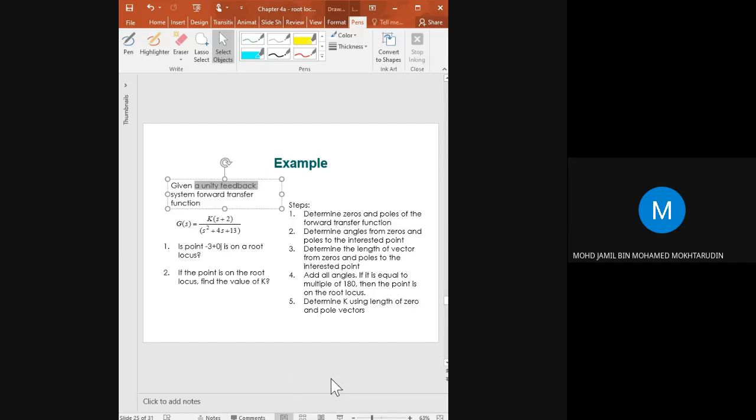So G equals K times S plus 2 divided by S squared plus 4S plus 13. So the question is, is the point minus 3 plus 0j on the root locus? And if the point is on the root locus, find the value K. So there are 5 steps. So first, you need to determine the zeros and poles of the forward transfer function. The forward transfer function just now is the G here.